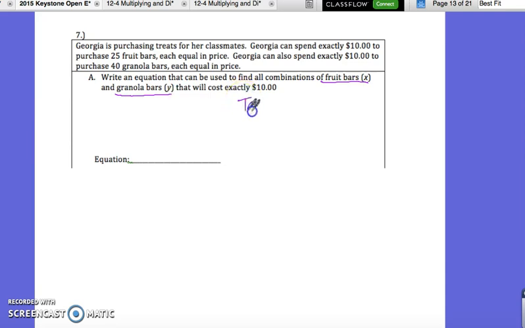So you have a total of $10. Well, we don't know how much one fruit bar or one granola bar is. But what I do know is that we can buy 25 fruit bars to get $10. So if I want to know how much it is for one fruit bar, I could take $10 divided by 25, and that equals 0.40 per fruit bar.